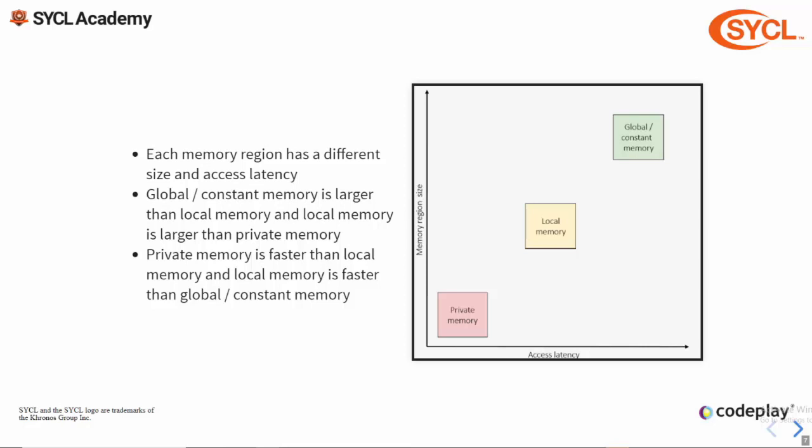Each memory region, private, local, and global, has a different size and access latency. Private memory is the smallest, with local memory being larger and global memory being much larger still. And with global memory being the slowest to access, as it's often accessed across an off-chip connection, and local memory generally being quite a bit faster as it's usually on-chip, and private memory being faster still.